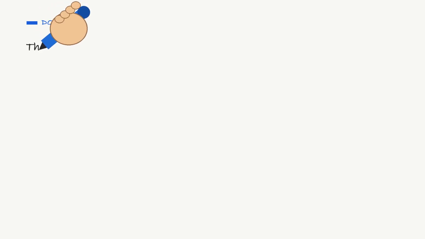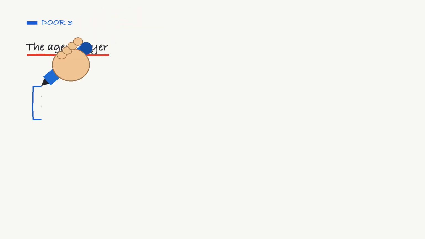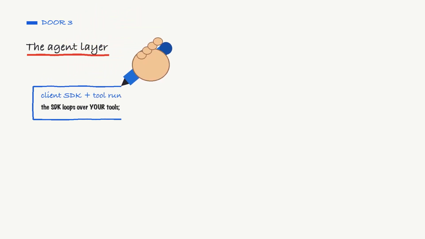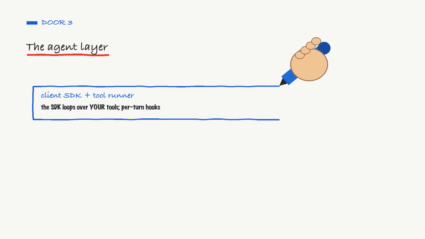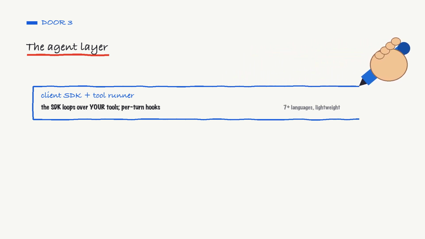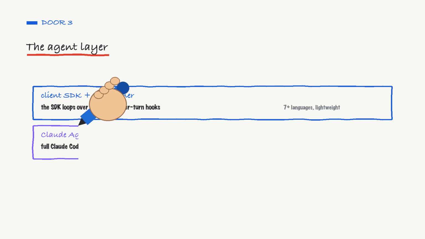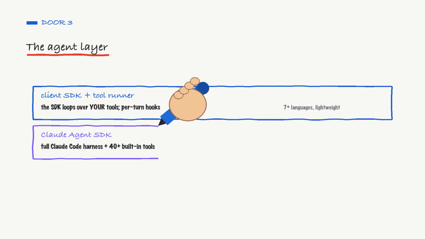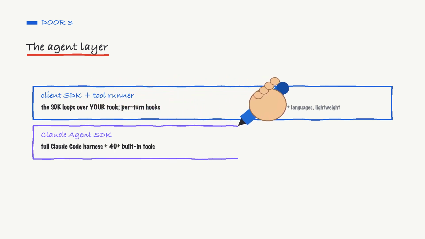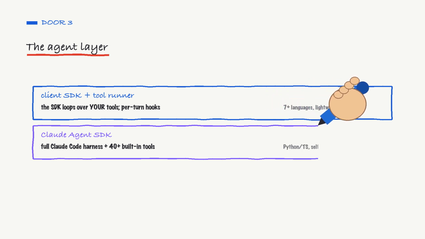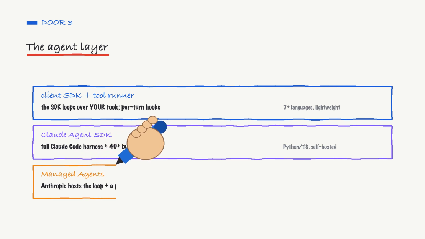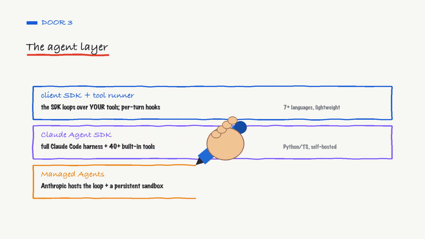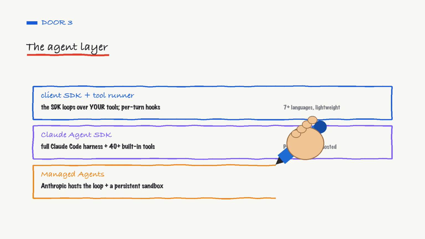Door 3, for when request response isn't enough and you need an agent. 3 options, all on the same API. The client SDK's tool runner. The SDK runs the loop over tools you define, with per-turn hooks for approvals and logging, available in all 7 languages, the lightweight choice.